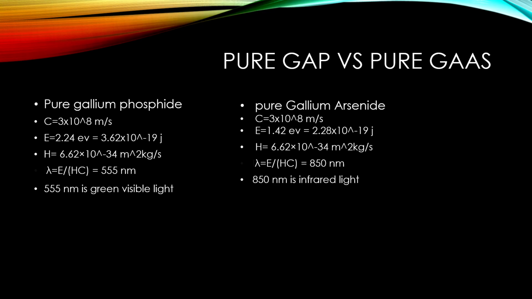Now, if we look at pure GaAs, which stands for pure gallium arsenide, we'll see that our band gap is only 1.42 electron volts. Again, we convert that to joules and plug into our equation, and we find that we get 850 nanometers, which ends up being infrared light on the EM spectrum.